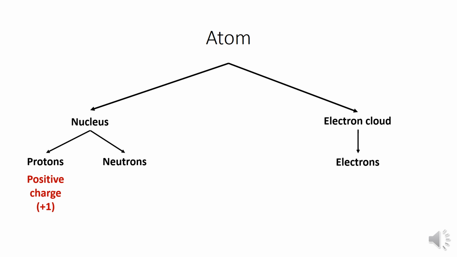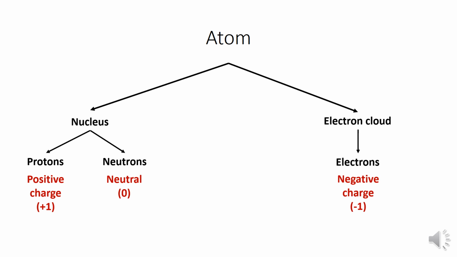They are neutral. What do we mean by neutral? Neutral means they have no charge, not positive nor negative. So it's a 0 charge. However, electrons hold a negative charge, which is -1.